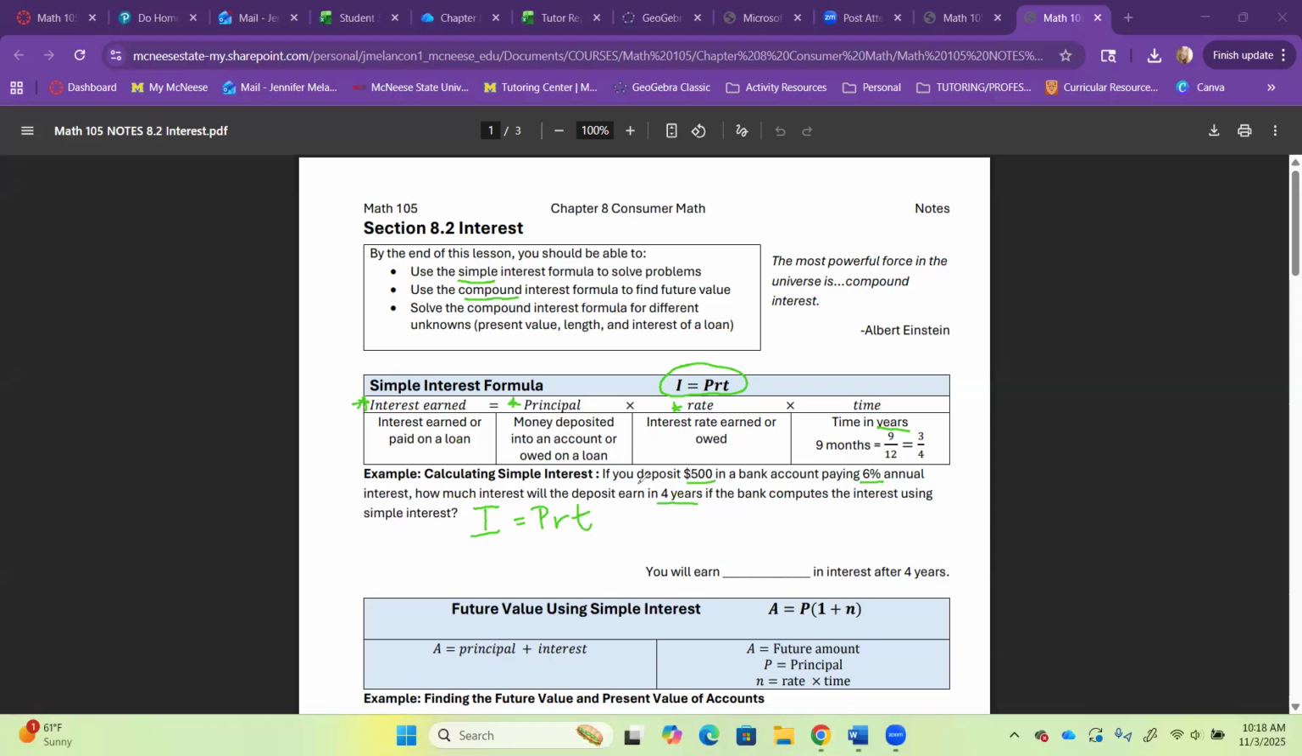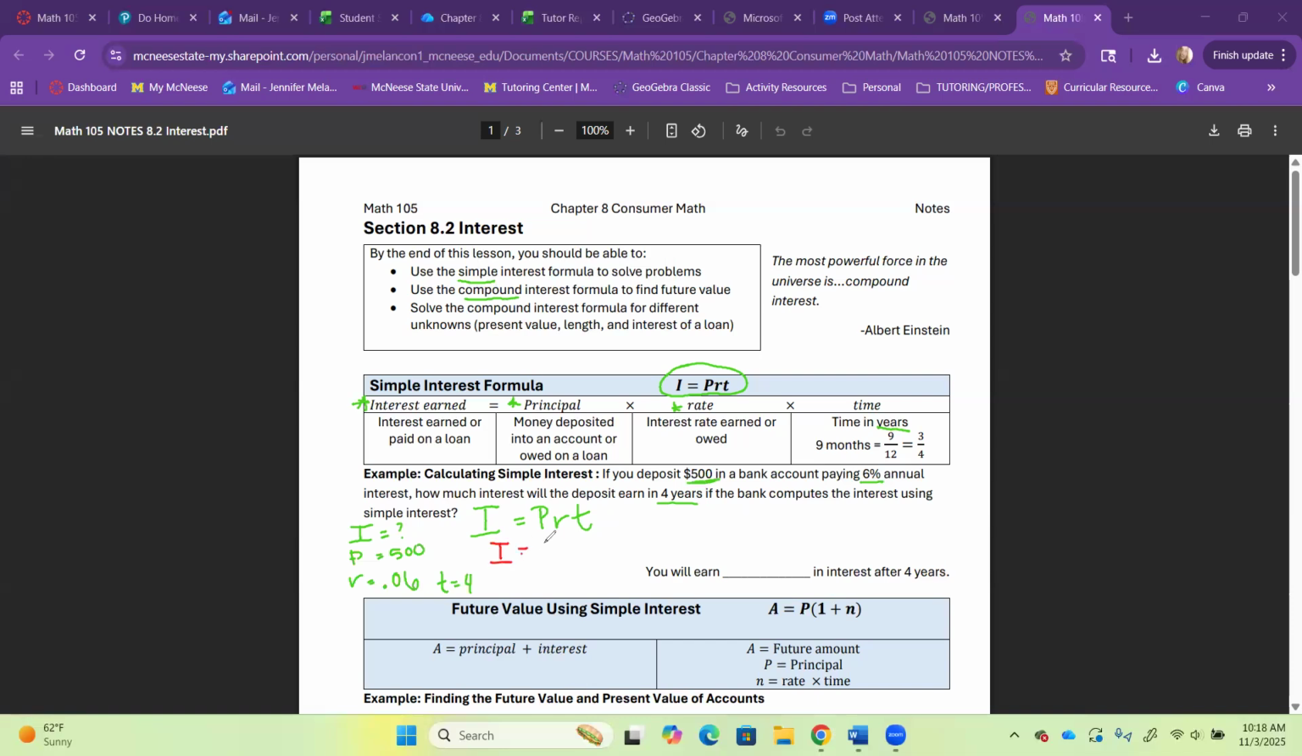And then also, what are the other values? So labeling those. I is what we don't know. P is our principal, and that would be the amount that we deposited. That would be 500. Rate is 6%, but we always look at the rate as a decimal. So that would be 0.06. That's what we just looked at the other day. And then time is in years, it is 4. So now I can just fill in what I know to find what I don't know.